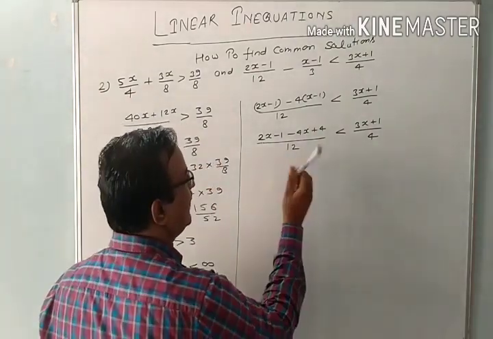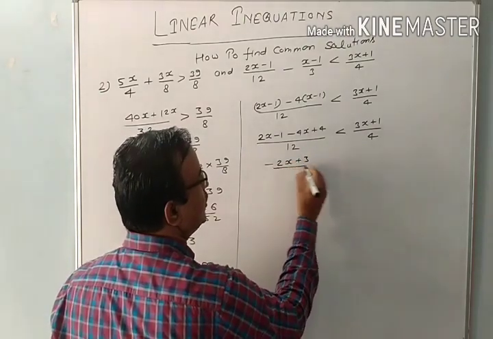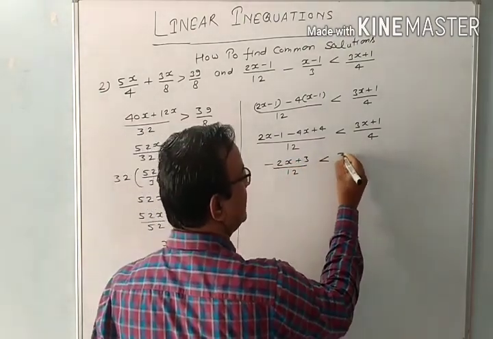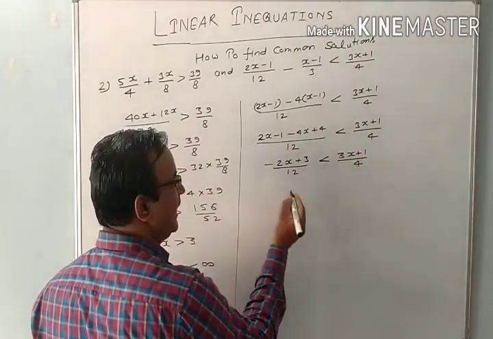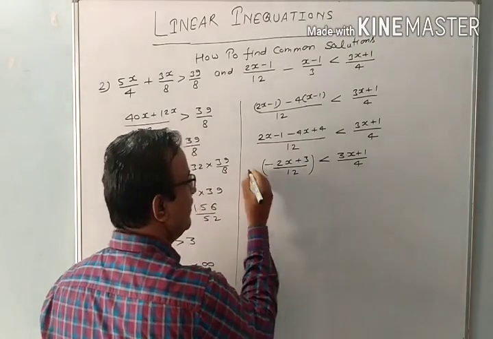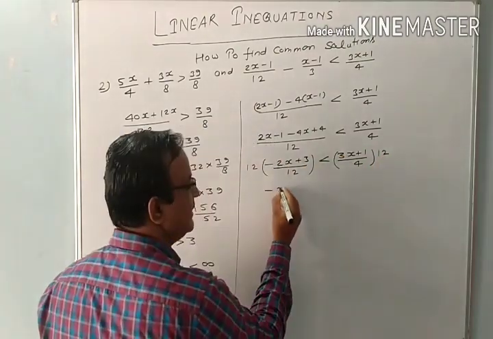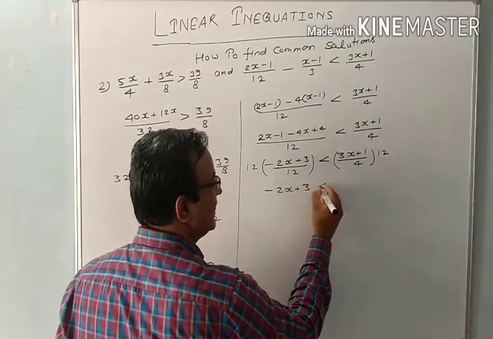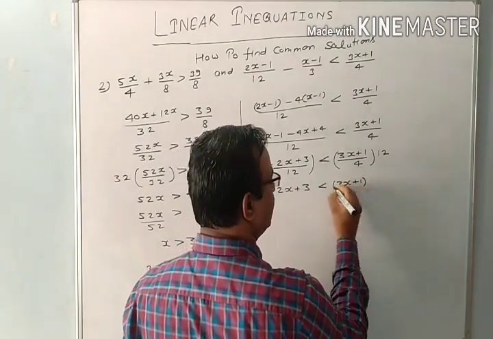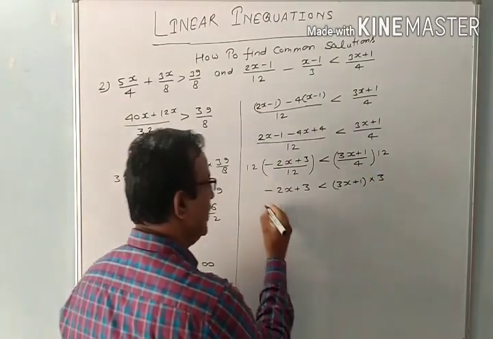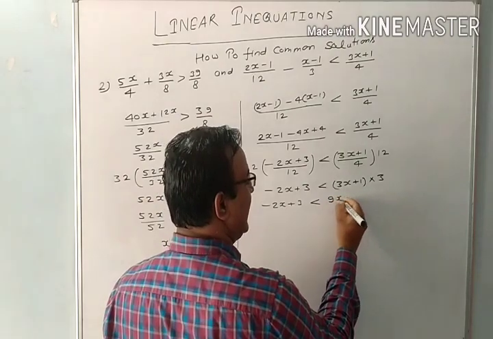First of all we will write 2x minus 4x is minus 2x, plus 3 by 12 is less than (3x plus 1) by 4. Now we will multiply by 12 on both sides. When we multiply 12 on both sides, it is minus 2x plus 3 is less than (3x plus 1) into 3. So it is minus 2x plus 3 is less than 9x plus 3.